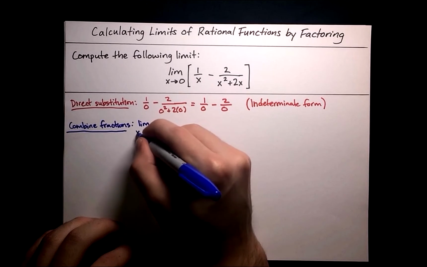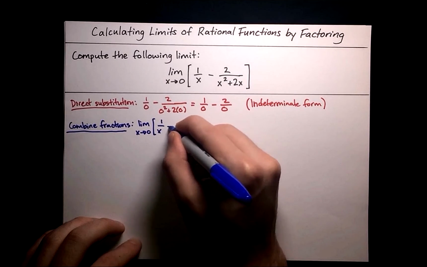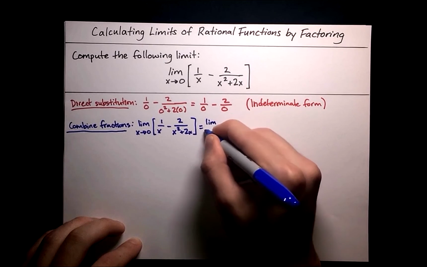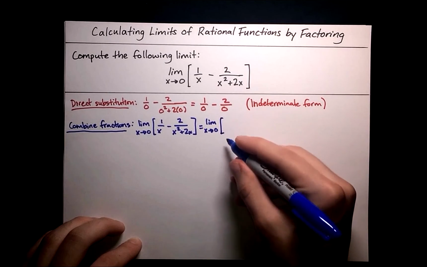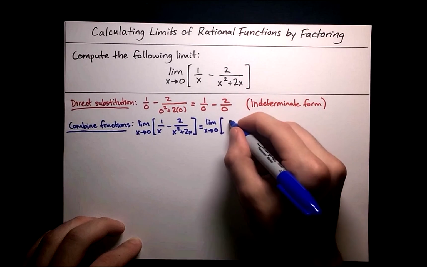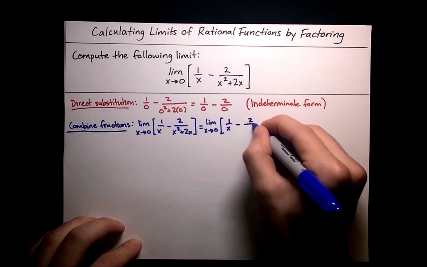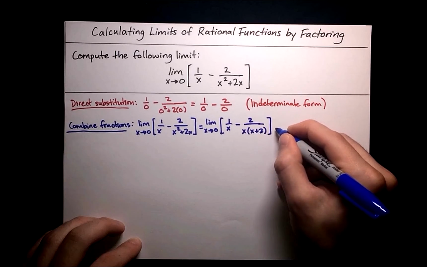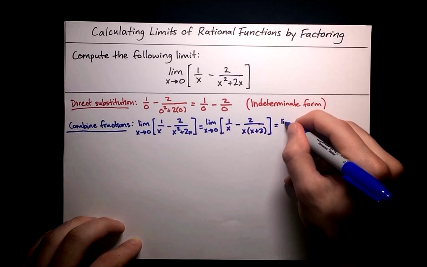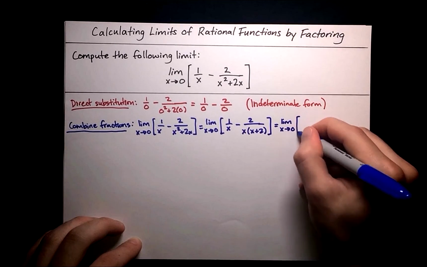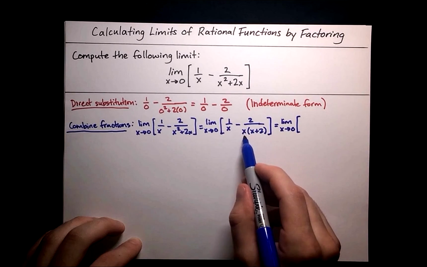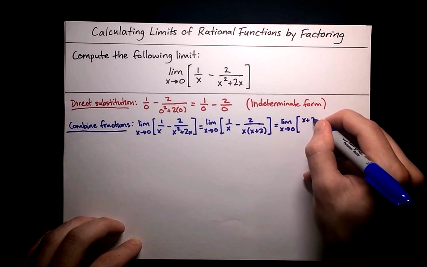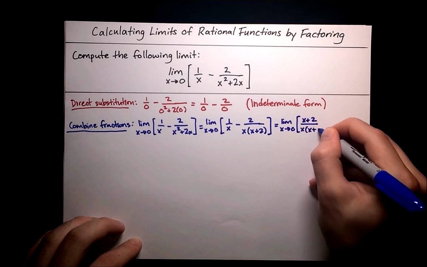We'll have that the limit as x approaches 0 of 1 over x minus 2 over x squared plus 2x is equal to the limit as x approaches 0 of the following. Let's go ahead and factor the denominators first. So we'll have 1 over x, that just stays as is, minus 2 over x squared plus 2x, which can be factored into x times x plus 2. Now to combine the fractions, we need to have a common denominator. The factor of x is already included in the second fraction's denominator, but the first fraction needs a denominator of x plus 2. So let's multiply the first fraction by x plus 2 over x plus 2. We get that.